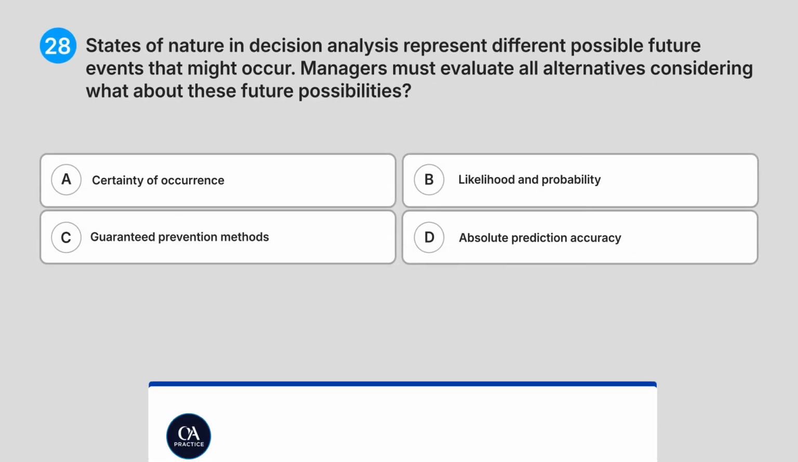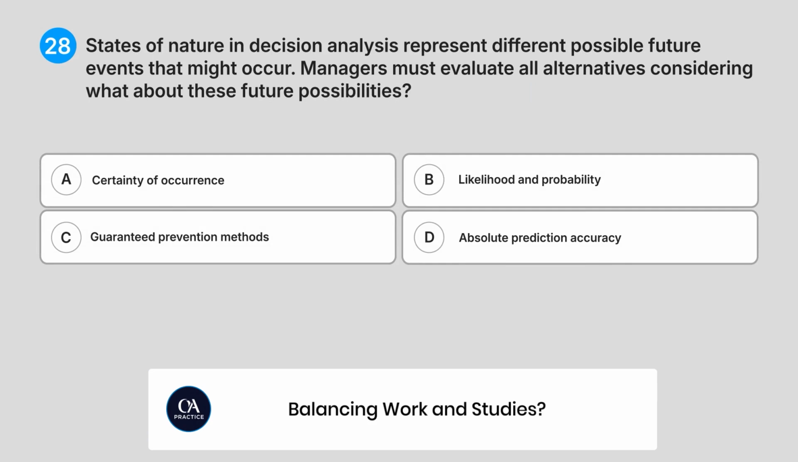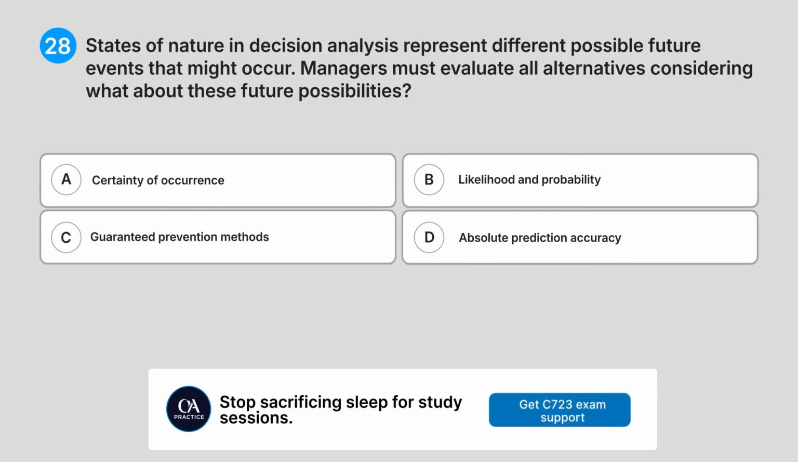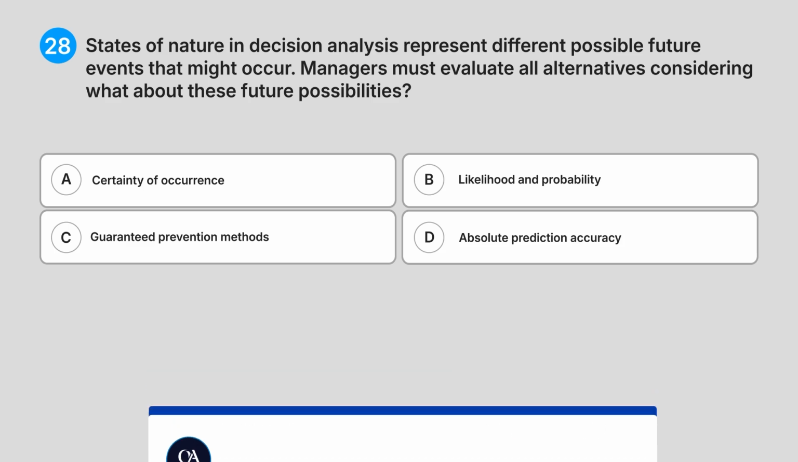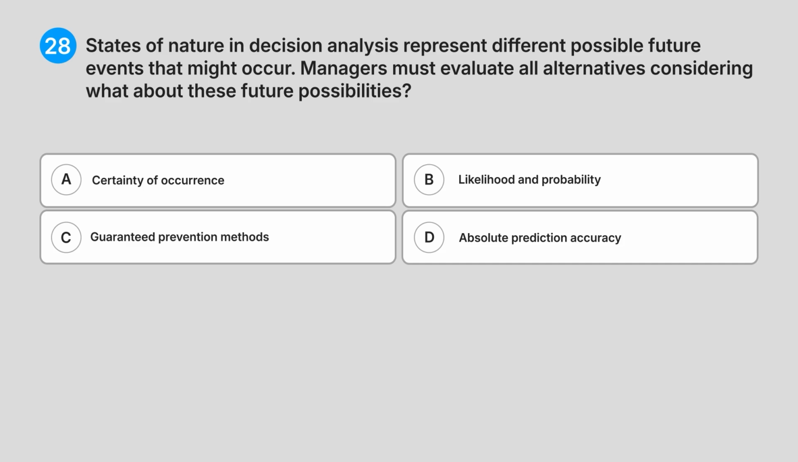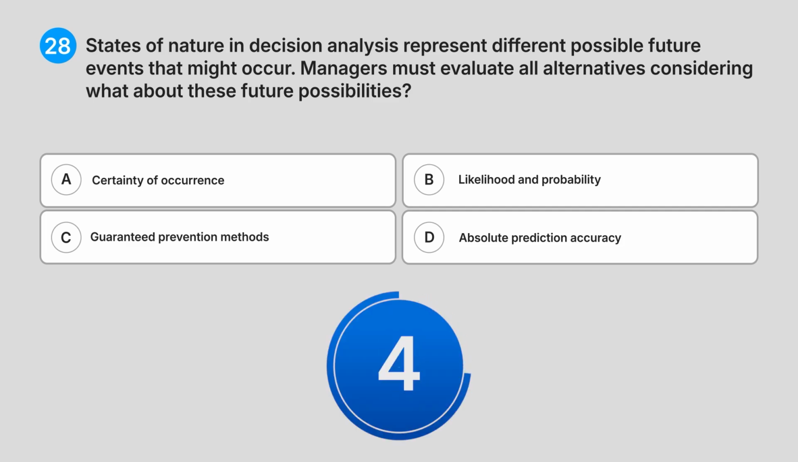28. States of nature in decision analysis represent different possible future events that might occur. Managers must evaluate all alternatives, considering what about these future possibilities. A. Certainty of occurrence. B. Likelihood and probability. C. Guaranteed prevention methods. D. Absolute prediction accuracy. Do you know the answer?